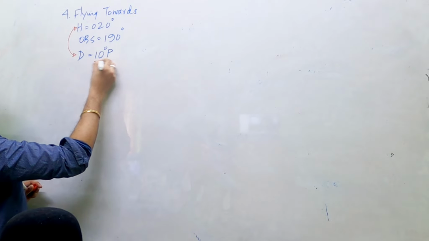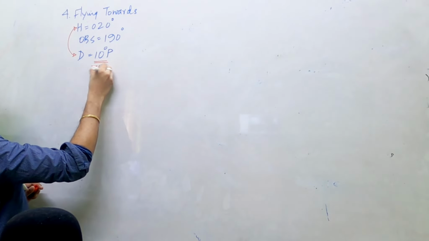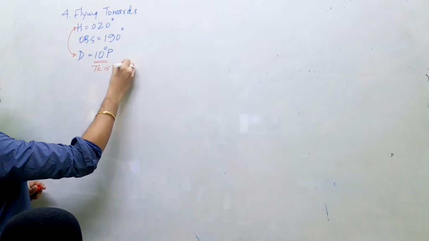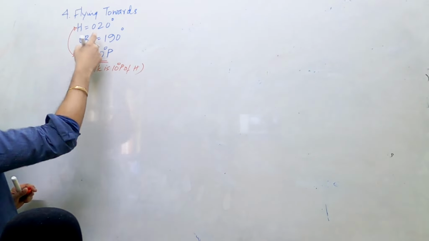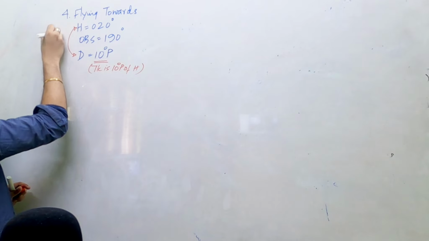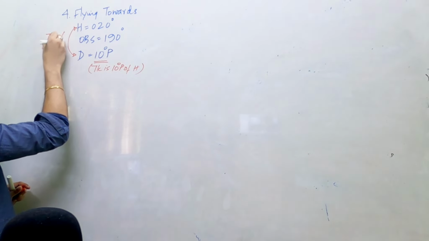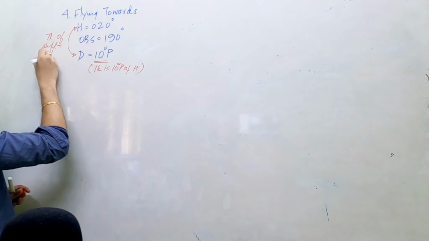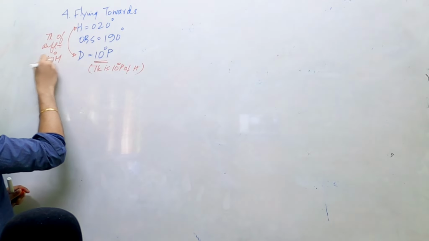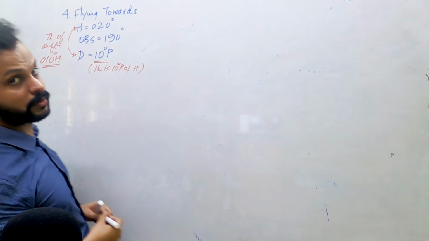What's the meaning of 10 degrees port drift? The track is to the port side of heading. So if your heading is 020, what's the track of the aircraft? It is 20 minus 10, which is 010 degrees magnetic. That's the track of the aircraft.